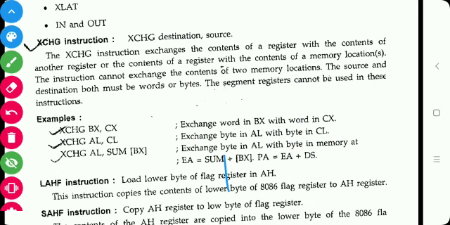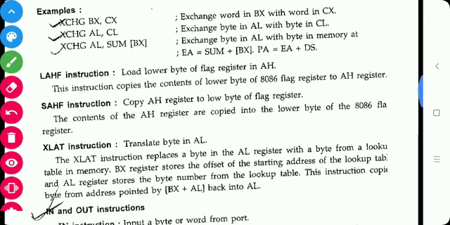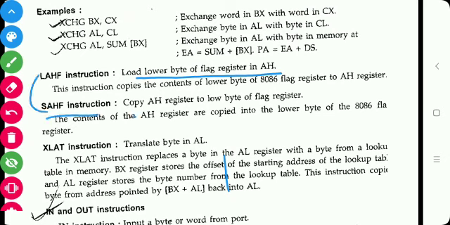Next is LAHF, load lower byte of flag register in AH. It loads the lower byte of the flag register into AH. SAHF is the opposite of this: it copies the AH register to the lower byte of the flag register. Then XLAT means translate byte in AL. It replaces the byte in AL with a byte from a lookup table in memory.